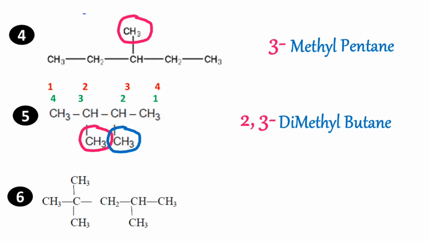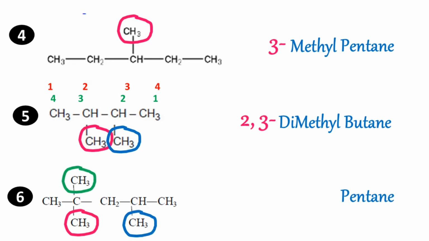So in the previous question, when we had 2 methyl groups, we indicated it by using the word dimethyl. Since here we have 3 methyl groups, what should we do? We have to indicate it by writing it as trimethyl. That means there are 3 methyl groups. Again, what is the next step?